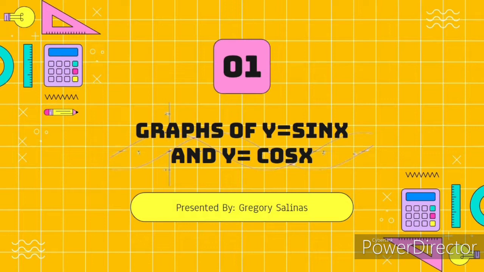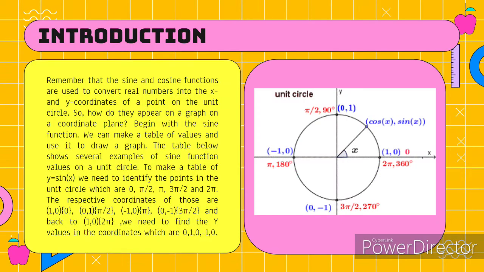The first topic that we will discuss is the graphs of y equals sin x and y equals cos x. Remember that the sine and cosine functions are used to convert real numbers into the x and y coordinates of a point in the unit circle. So, how do they appear on a graph on a coordinate plane? Begin with the sine function. We can make a table of values and use it to draw a graph. The table below shows several examples of sine function values on a unit circle.